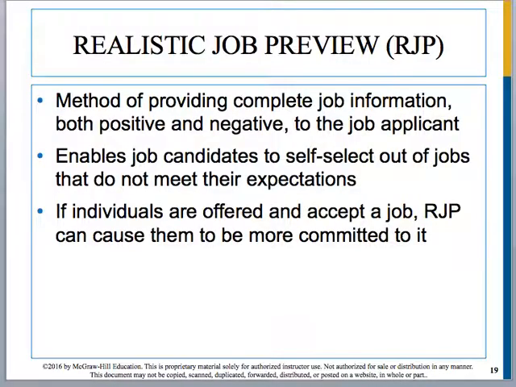Now, an RJP is a realistic job preview, and this is a method that is used to provide you with complete job information. It shows both the positives and negatives to that job, so you understand up front what you're getting yourself into. It helps you self-select jobs that meet or don't meet your expectations, and if you're offered a job and you accept it, it can help you be more committed to the job itself because you have a realistic expectation of what is happening day in and day out. You get to see the good, the bad, the ugly, and the pretty of the job.